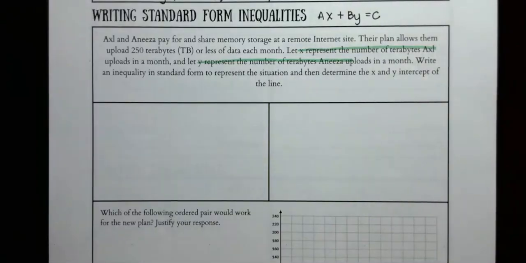So notice that they don't give us any other numbers other than that the plan allows for 250 terabytes or less. So that's going to determine the symbol that we're going to use. Remember, we're not doing an equation, we're writing an inequality. So we have to use one of those inequality symbols. So let's go ahead and write out some of this information and then we'll organize it into the standard form.